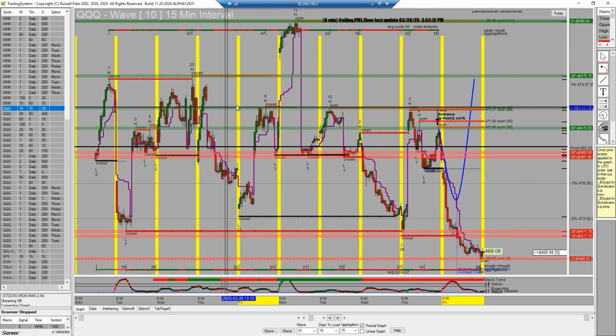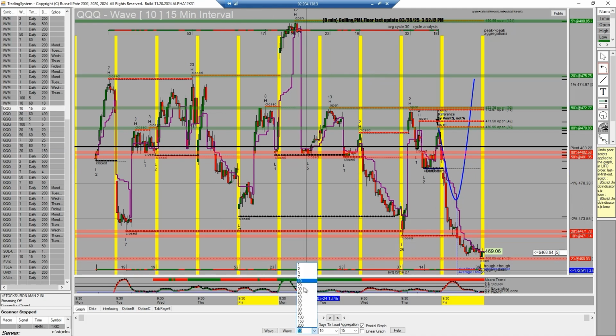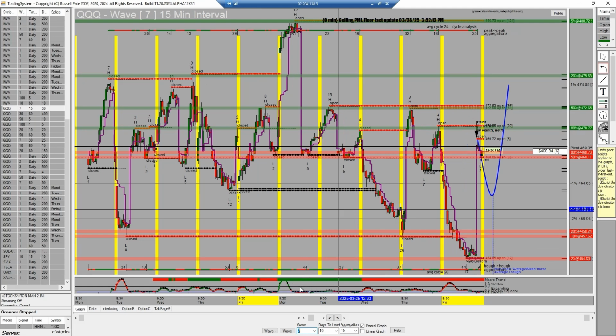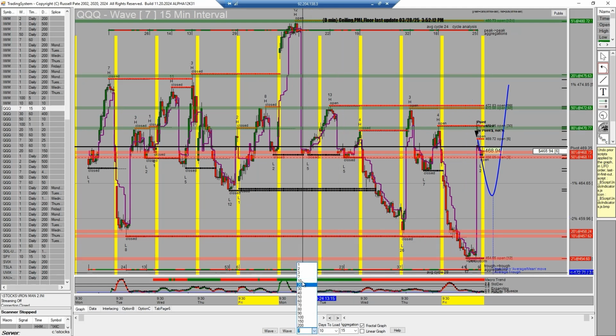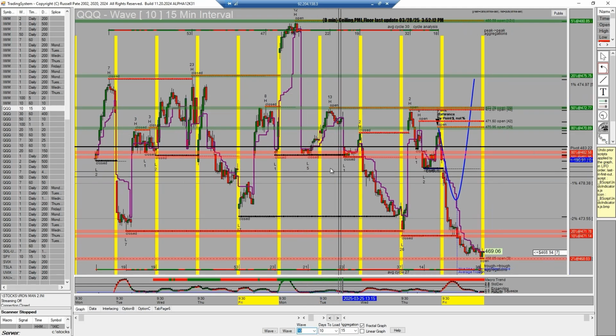Okay, wave 10 I'm using. Okay, now if I reduce the wave number, so what happens when we reduce the wave number? The number of transitions increase. Okay, but I'm going to stick to 10 right here for explaining.